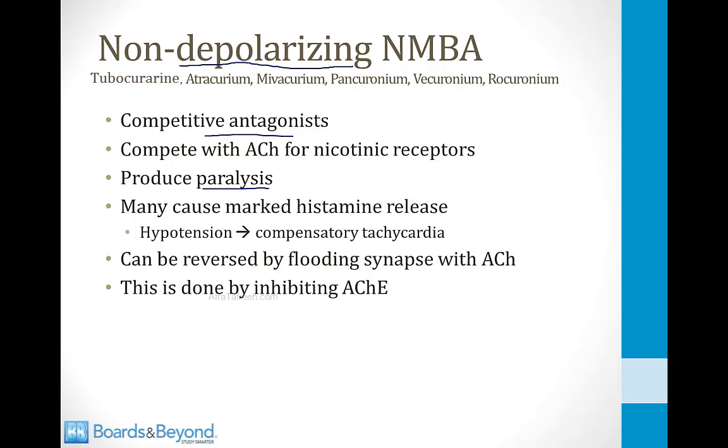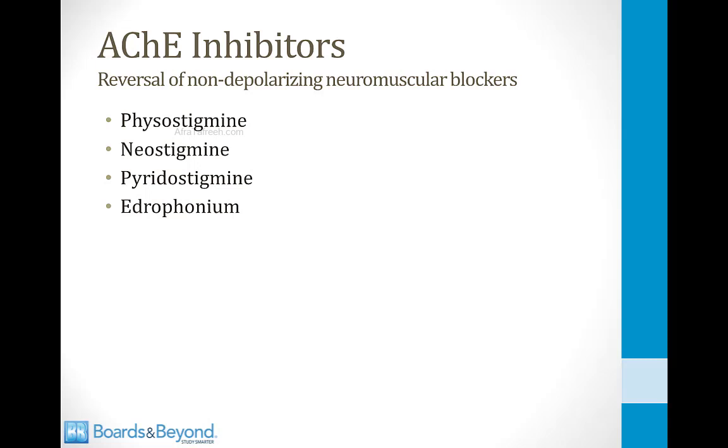Now you should know that many of these cause a marked histamine release, so patients can get hypotensive and can have a compensatory tachycardia. And you can reverse these drugs by flooding the synapse with acetylcholine, and the way you do that is by giving an acetylcholine esterase inhibitor, and that floods the synapse and bumps these drugs out of the way so the muscles can begin working again. Just for review, these are some of the acetylcholine esterase inhibitors that are sometimes given: physostigmine, neostigmine, pyridostigmine, and edrophonium. We talk about these in the lecture on the autonomic nervous system.